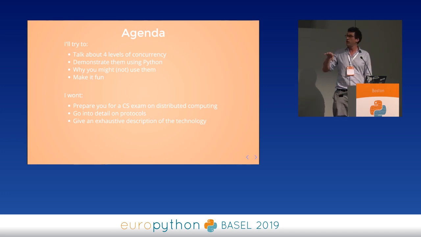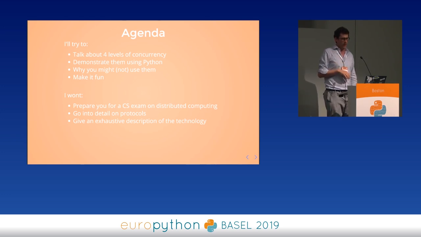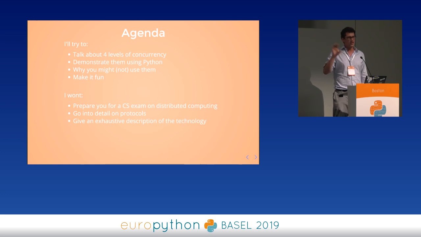I'm going to talk about the main four levels of concurrency that I see. I'm going to demonstrate each of them with Python, and try to explain why you might use them and why you might not, and I'm going to try and keep it mildly entertaining. What I'm not going to do is prepare you for a computer science exam on distributed computing, or read the spec to you, or talk about the protocols. This is going to be quite high level. You're going to have to bear with me on that.